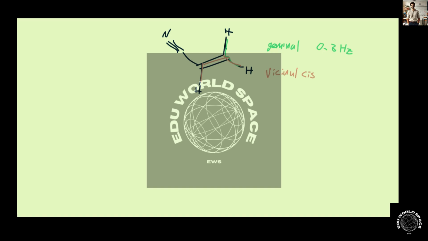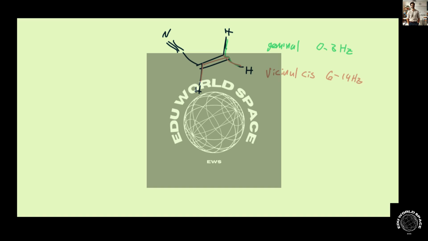Oh, by the way, geminal means on the same carbon. Vicinal means on a neighboring carbon. Cis is referring to the relationship of the hydrogens across the double bond. A vicinal cis splitting constant is between like 6 and 14 hertz.